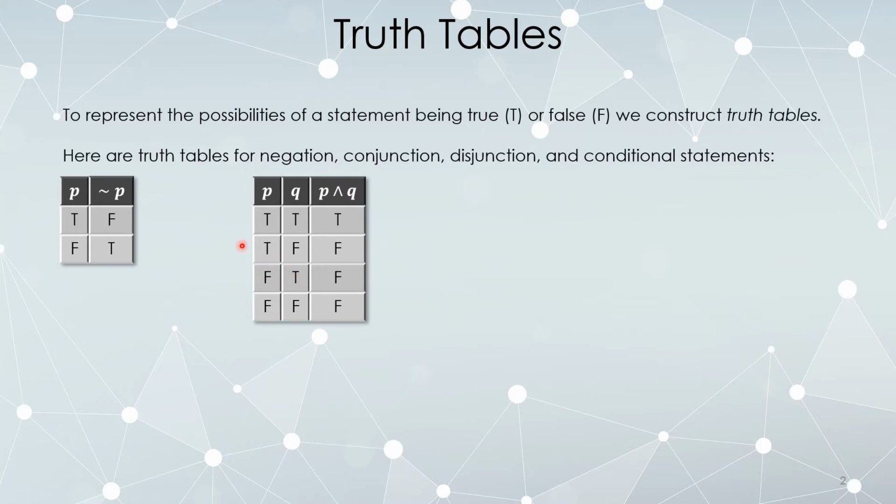Now in each row I ask the question, what about P and Q? Is it the case, yes or no, that P is true and also Q is true? Yes, in the top row P is true and also Q is true, so I call this true. In the second row, P is true, but Q is false. So was it the case that both were true? No, I call this false.